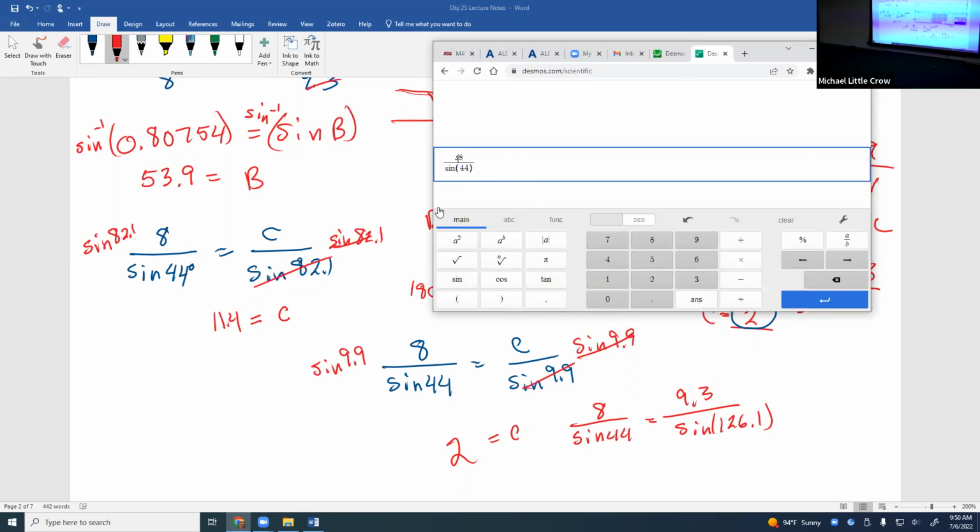Just make sure that those ratios work, so 8 divided by sine of 44 is 11.5. And so let's see if 9.3 divided by the sine of 126.1 matches. Now this is a rounded value, so we might get a little bit of difference. We do, probably rounding errors, but they're close enough, at least to the ones place. So that's always good. When you find a second solution, make sure that all the ratios work.